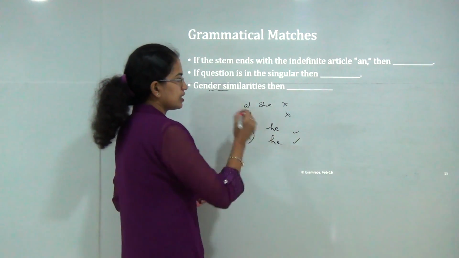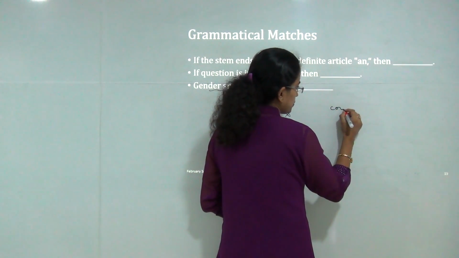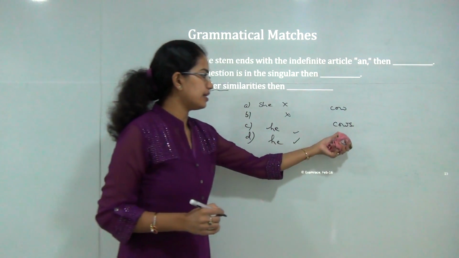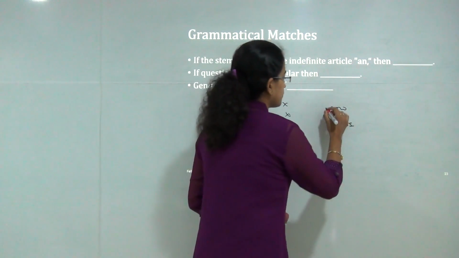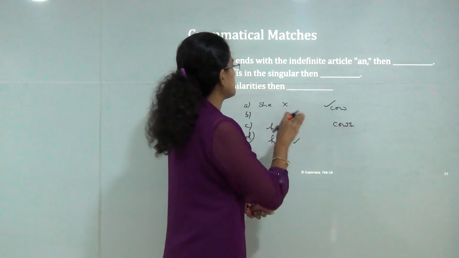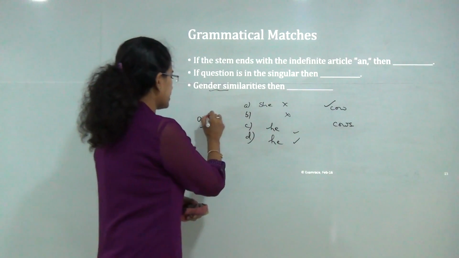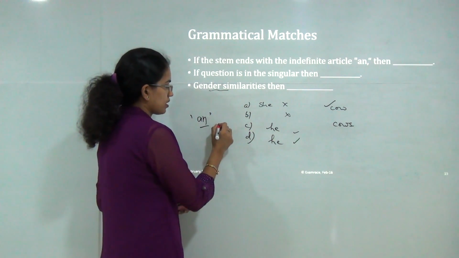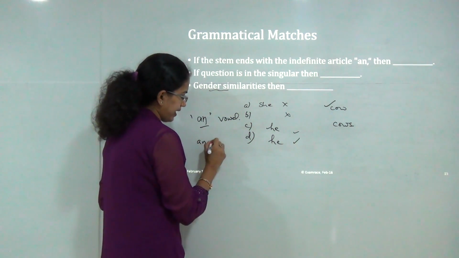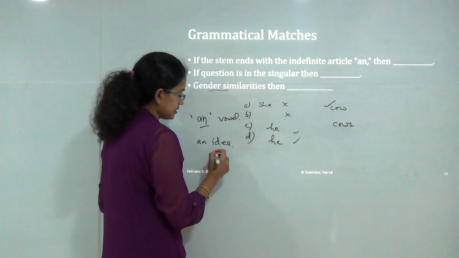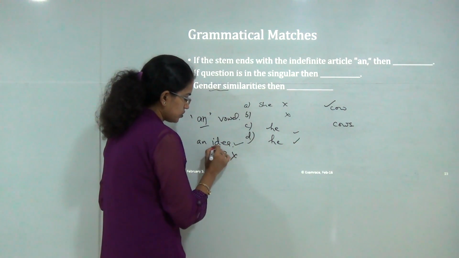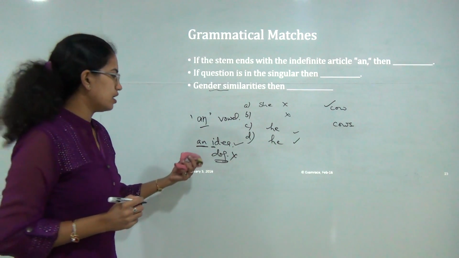The other way is, if there is a singular element throughout the question, then if a plural element comes up in the choices, that cannot be the choice. So if there is a singular element throughout the question, it has to be singular in the answer also. Then if the question ends with "a" or "an", the answer must match: it must start with a vowel for "an", like an idea and not an dog, for example. So this cannot be the choice, but this can be a choice because it is starting with an indefinite article.